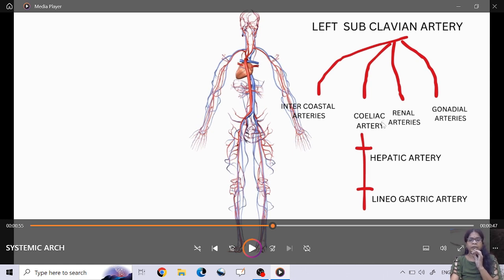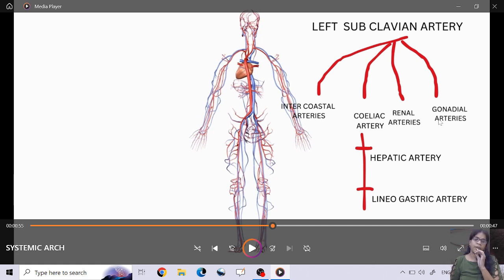And you are well aware that renal arteries supply blood to your kidneys, right? And gonadal arteries. In males, these gonadal arteries are the spermatic arteries, through which the testes get their blood supply. In the same way, in females, these gonadal arteries are called ovarian arteries, which supply blood to the ovaries and the uterus, right? So that is how the gonadal arteries are divided. These all come under the left subclavian artery.